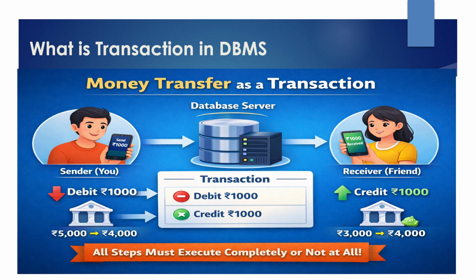Like when a sender wants to send 1000 rupees to his friend's account, first the bank needs to check whether the sender has sufficient balance or not. So it has to read the balance. Then if there is sufficient balance, 1000 rupees will be deducted from the sender's account and 1000 rupees will be credited into his friend's account. So this debit and credit operation, if both execute successfully, then and only then can we say that the transaction has completed. So all steps must execute completely or not at all.